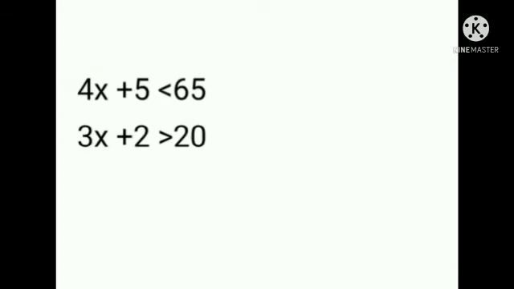Look here. 4x plus 5 less than 65. Is this an equation? 4x plus 5 is the mathematical expression. 65 is a constant. So, can you say 4x plus 5 less than 65 is an equation? No, because there is no equal sign between them.